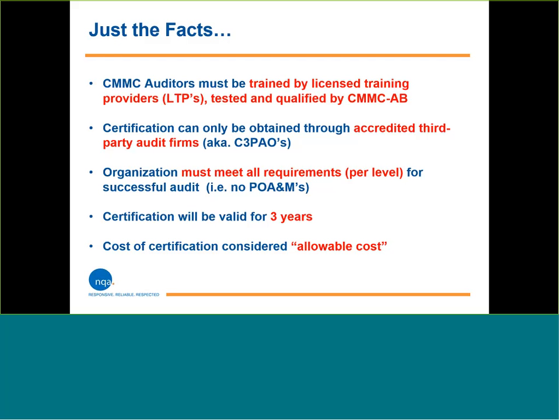For any organizations that are familiar with the self-attestation and the NIST 800-171 program, there's something called a POA&M, Plan of Action and Milestones. That basically is going to go away, so you must meet all the requirements with no POA&Ms in order to be successfully certified to a given level.